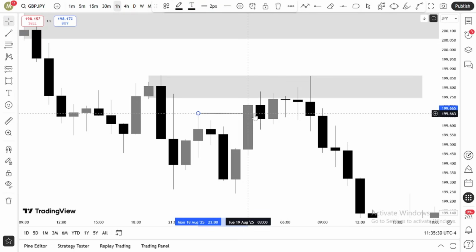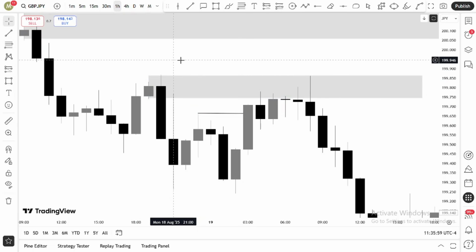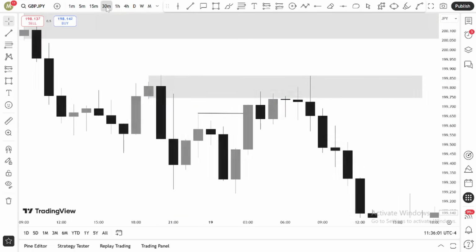If price leaves liquidity close to that order block, it will be valid because price needs to sweep liquidity before respecting that order block. If price doesn't sweep liquidity before an order block, that zone will be used as liquidity. If price doesn't sweep liquidity before tapping into your order block or your zone, that point will be used as liquidity, right? Now let me go down to 30 minutes and show you something.